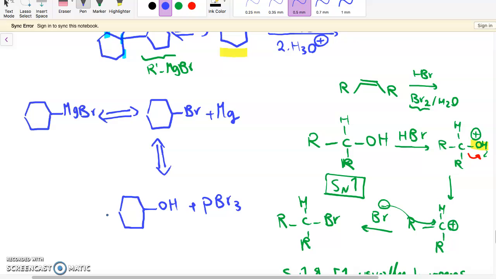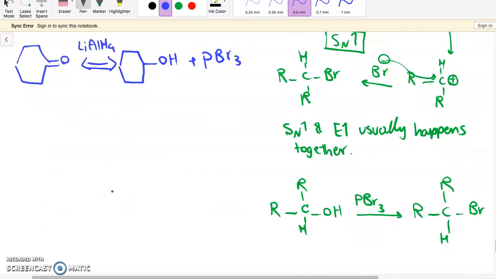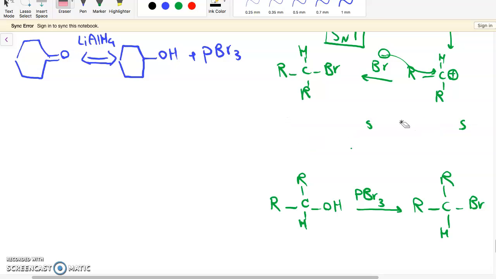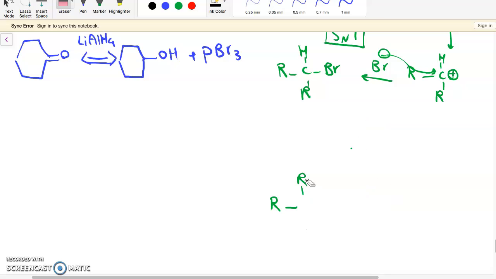this is just an oxidation reaction, through lithium aluminum hydride, for example. Okay, so now let's put everything together. I don't have a lot of space, so let me just delete this part.